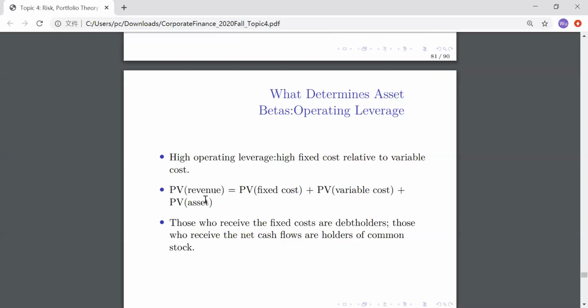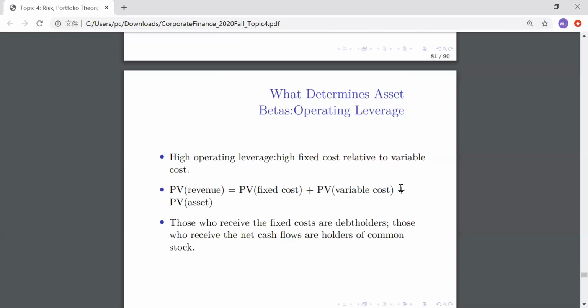Now we can decompose a company's revenue into fixed cost, variable cost, and the assets. Those who receive the fixed cost are debt holders, and those who receive the net cash flows are holders of the common stock. Usually, to construct those infrastructure and fixed investments, you need to borrow from the bank. So that's why they are the debt holders in the project. They get a fixed payment: how much you lend, you get back. And equity holders basically get whatever is left. So basically, the revenue should be equal to the fixed cost plus the variable cost plus the asset.